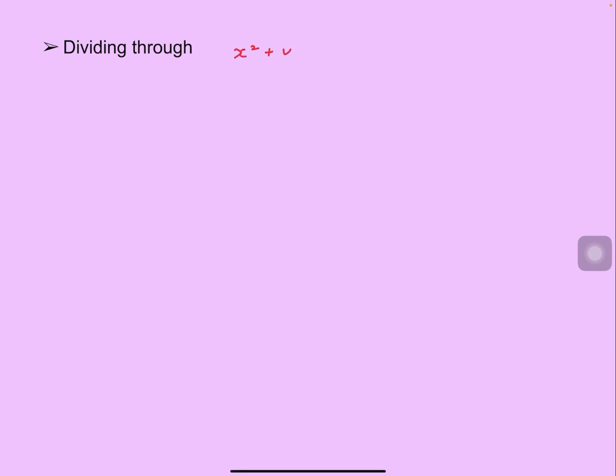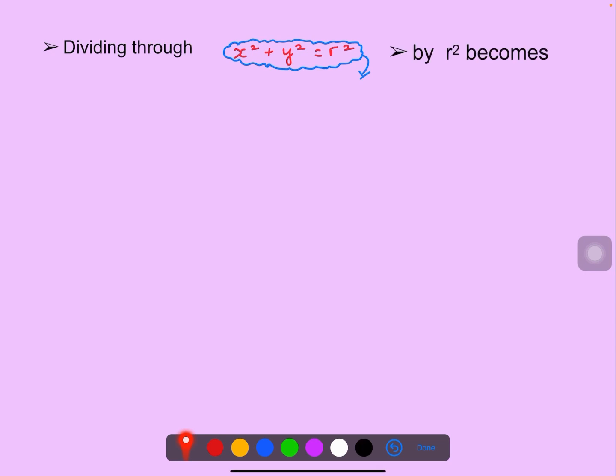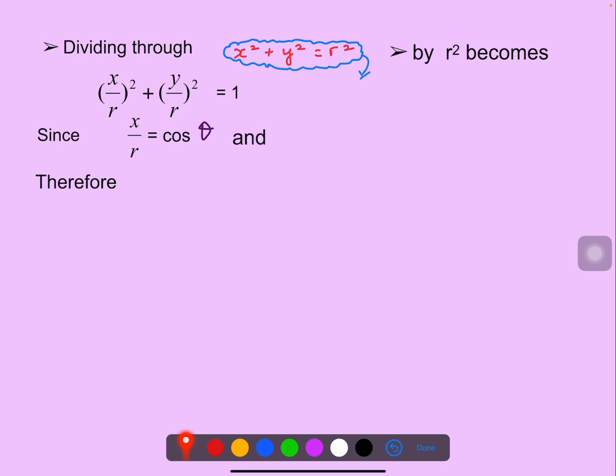Dividing through x squared plus y squared equals r squared by r squared becomes (x over r) squared plus (y over r) squared equals 1. Since we have x over r is cos theta and y over r is sine theta, therefore we will have the first trigo identity: cos squared theta plus sine squared theta equals 1.